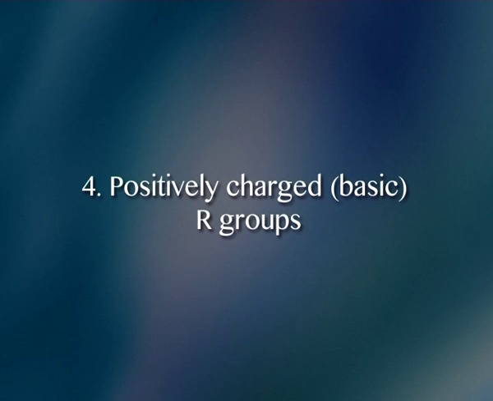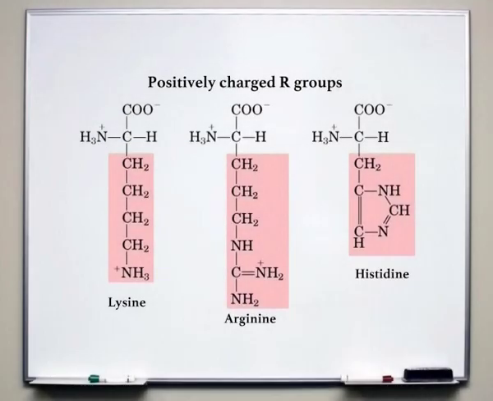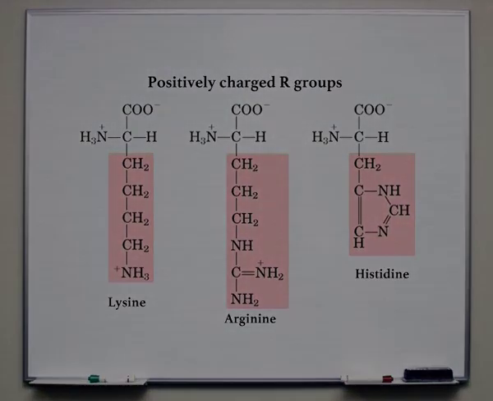Fourth class of amino acids, positively charged basic R groups. This class of amino acids includes lysine, arginine, and histidine. The R groups in these amino acids have significant positive charge at pH 7 and they are highly hydrophilic. Lysine has a second primary amino group at the epsilon position on its aliphatic chain. Arginine has a positively charged guanidinium group and histidine has an imidazole group.